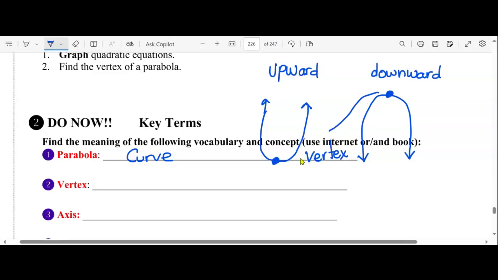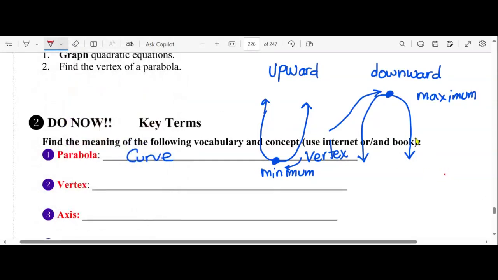So this point is either the highest point or the lowest point. They call it minimum, or sometimes they call it what? Maximum. Okay? All right, is this clear?